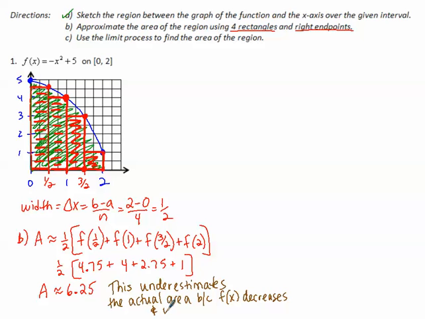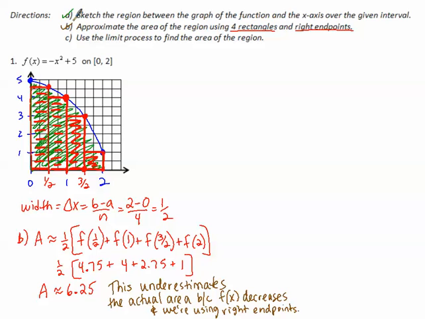And we're using right endpoints. The last part of that isn't really necessary because we were told to use right endpoints. The reason that it's giving us an underestimation is because f of x decreases.